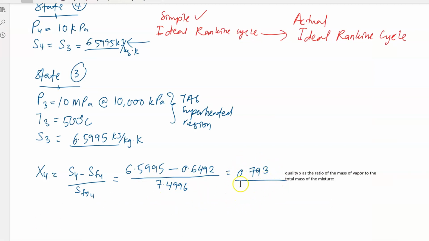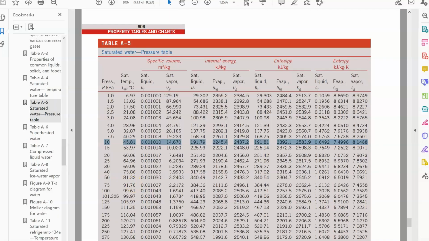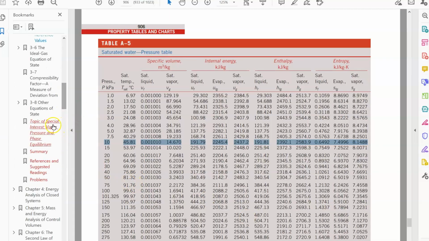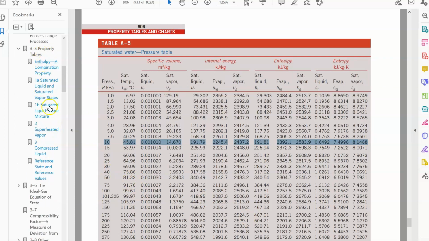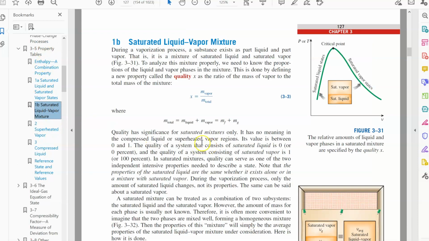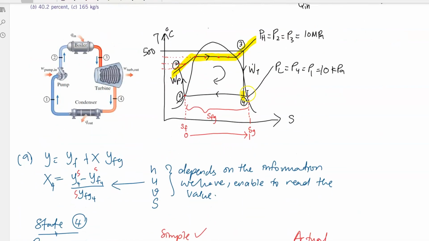And again, what does this value tell us? It is actually the quality X, which is the ratio of mass vapor to the total mass of this mixture. So if you open up your textbook again, under the topic of 3.5, which is saturated liquid-vapor mixture, you can see the definition of the quality X over here, where the total is the mass of liquid plus the mass of water vapor. So you can see from the given problem that some of the steam has become liquid.